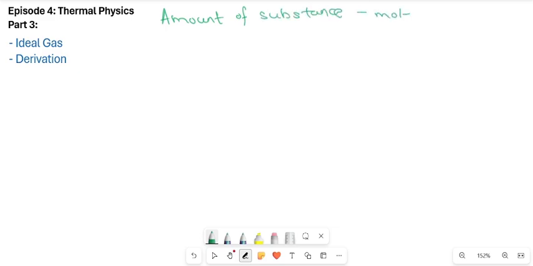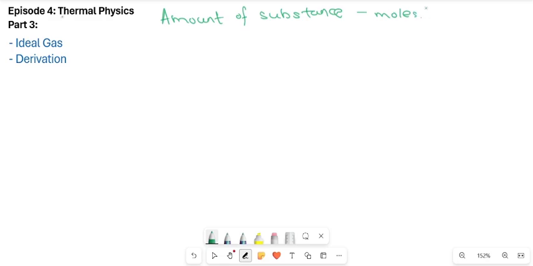So starting off with ideal gas, this is more related to chemistry, I would say, but you must have heard what moles are, right? So, amount of substance. I'm going to start from the basics. Amount of substance is measured in moles, right?